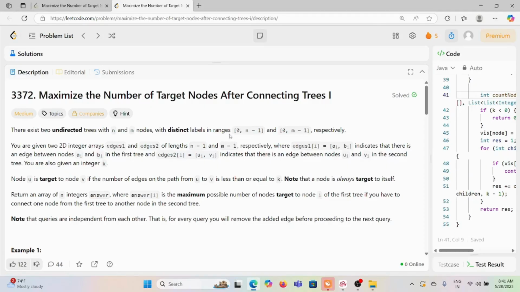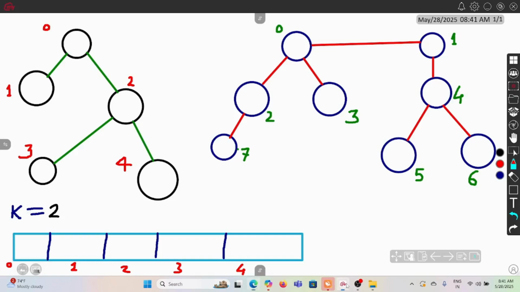With distinct levels in the range 0 to n minus 1 and 0 to m minus 1. So you can see here, we have the different levels to them. So 0 to 4, so there are 5 nodes which are numbered from 0 to 4. Similarly, here also we have 8 nodes which are numbered from 0 till 7. So you can consider these two graphs, or two trees basically, given to us as per the question.